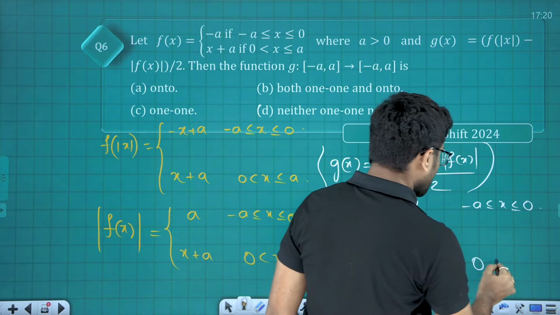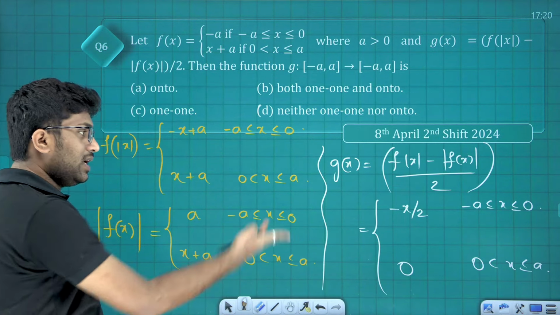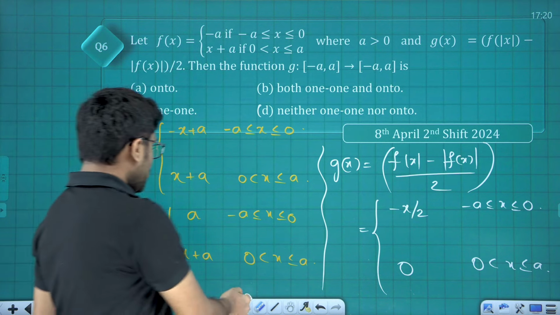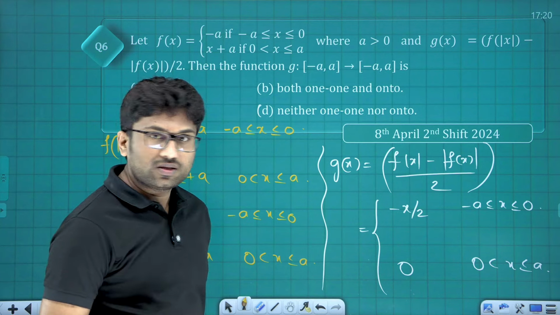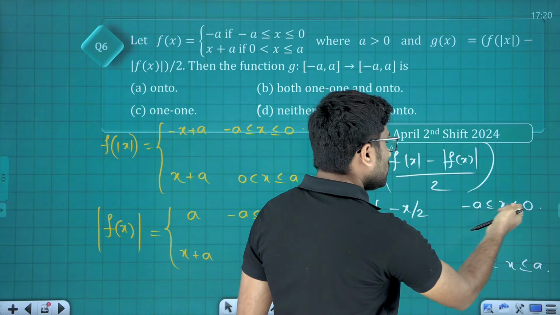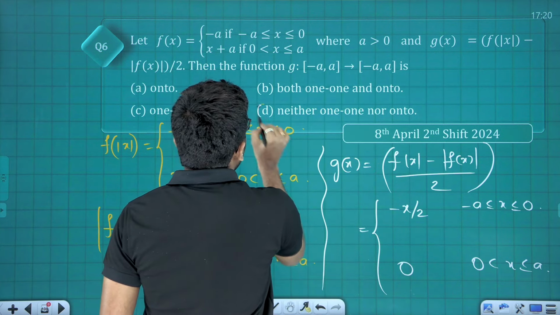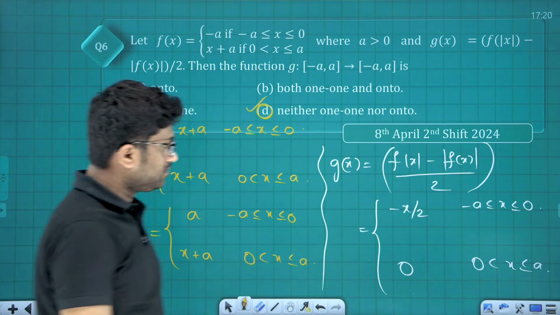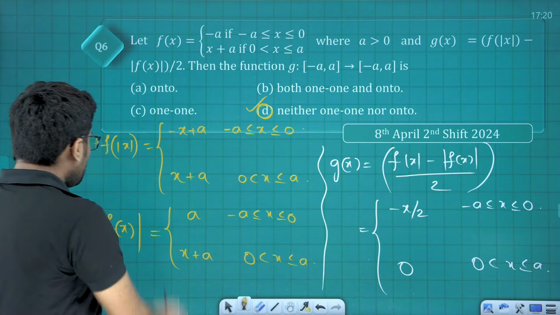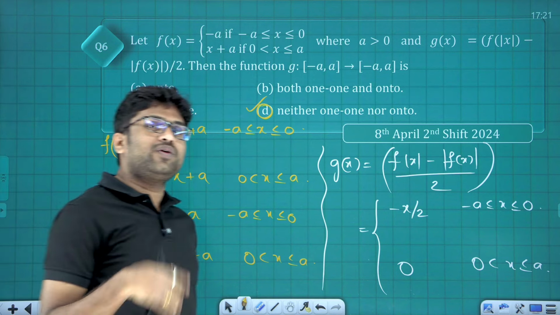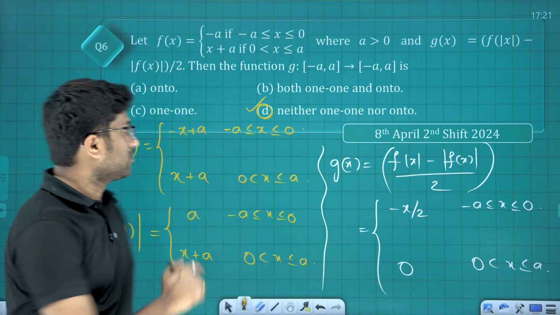So for all the values from 0 to a, it is 0. Then this function is clearly neither one-one nor onto function. Why? Because see, from minus a to 0 we are getting only positive numbers and we are getting only 0. So hence it is neither one-one nor onto function. Okay. Next question. The only important thing here is how do we find f of mod x and how do we find mod of f of x? Okay.